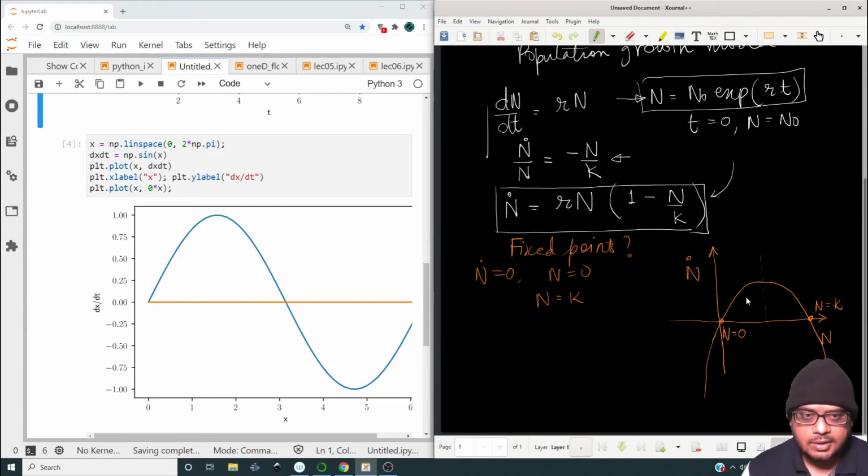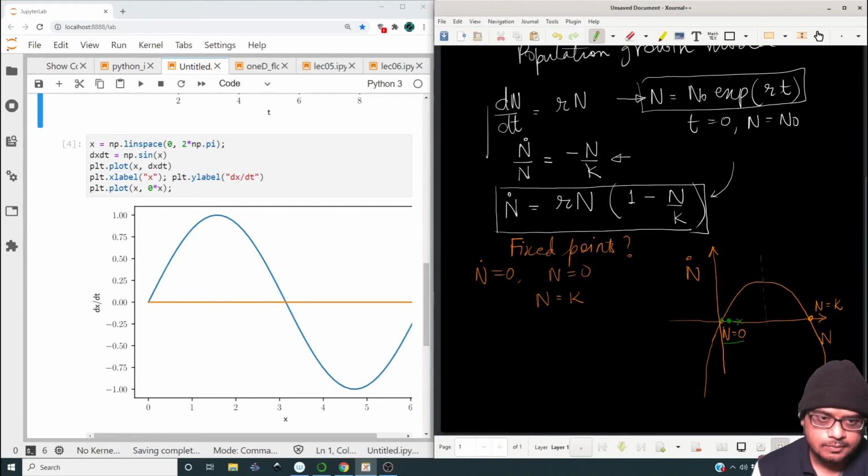Okay, fine. If we start off at 0 population, let's see what happens. Of course, 0 is a fixed point, meaning at N equal to 0 there is no change in N. N dot is identically 0, so nothing happens. So let us start very close to the origin. At this green point, N dot is positive, meaning the population will grow. So it will move on the line in this direction.